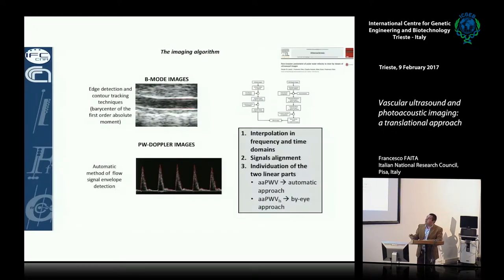How do we do regarding image processing? We capture B-mode images of the carotid artery, as an example in the mice, and we apply edge detection and contour tracking techniques with custom software on these images, obtaining the diameter, the stroke change in diameter of the vessel, and we evaluate the envelope of the trace of the Doppler from the pulsed wave Doppler. This signal will be interpolated both in frequency and time and also aligned in time. And at the end, the software plots the loop and allows to find the two linear parts of the plot.